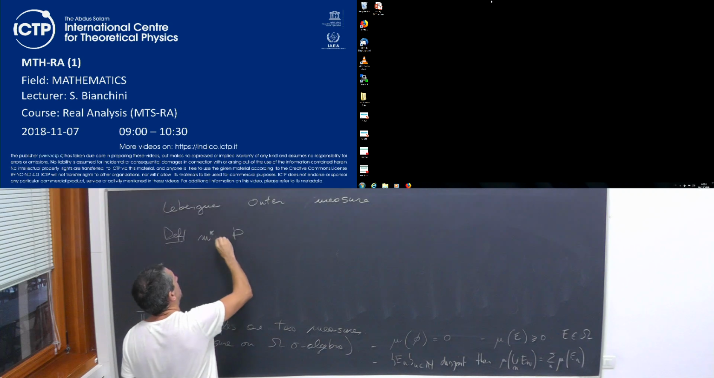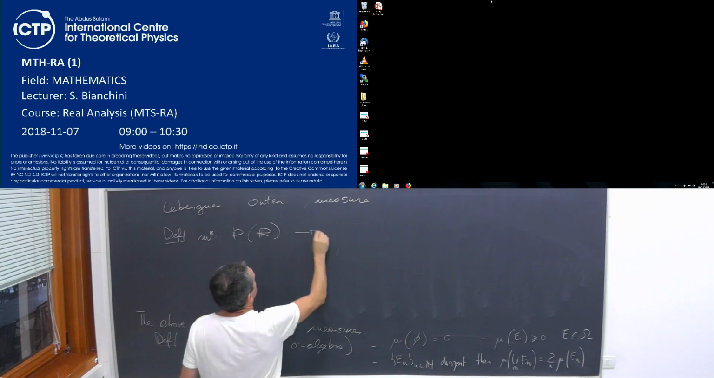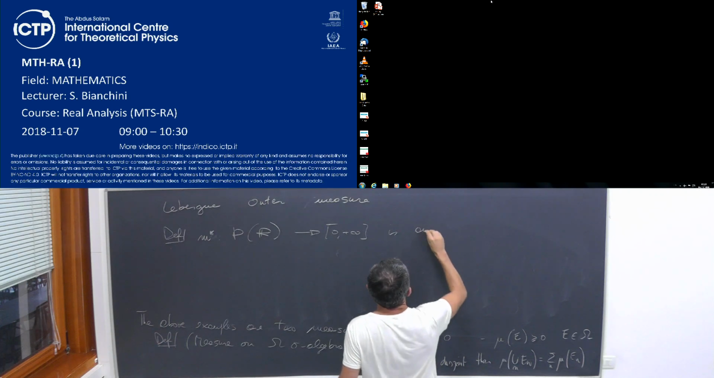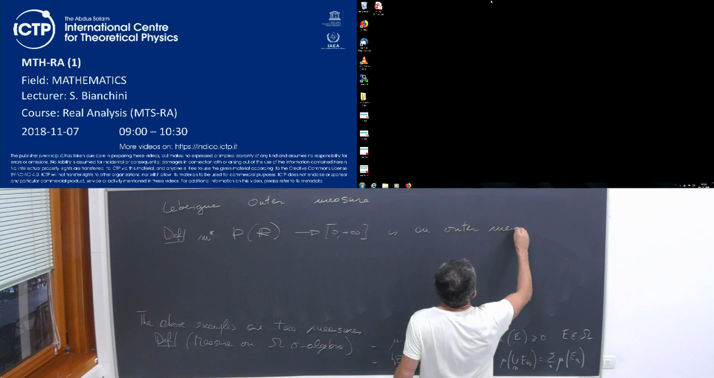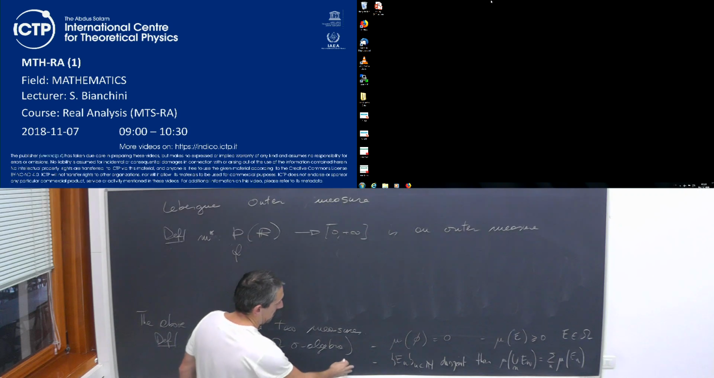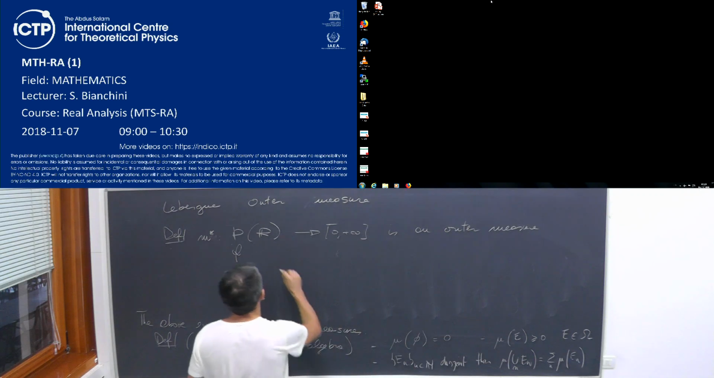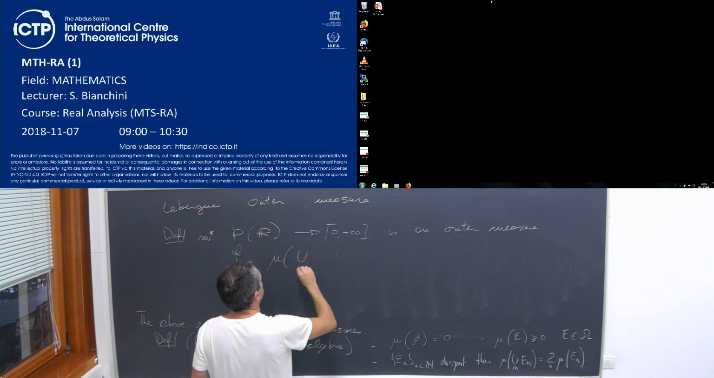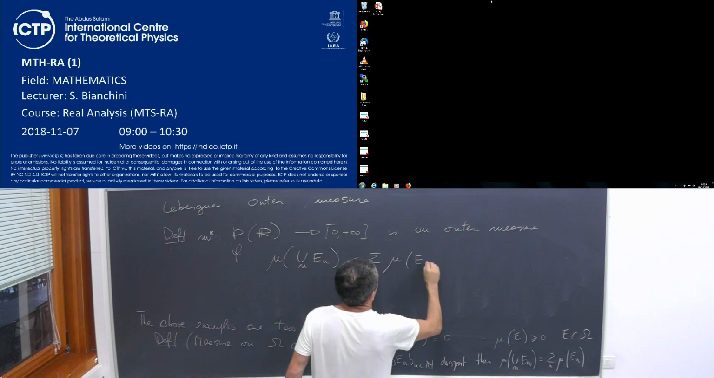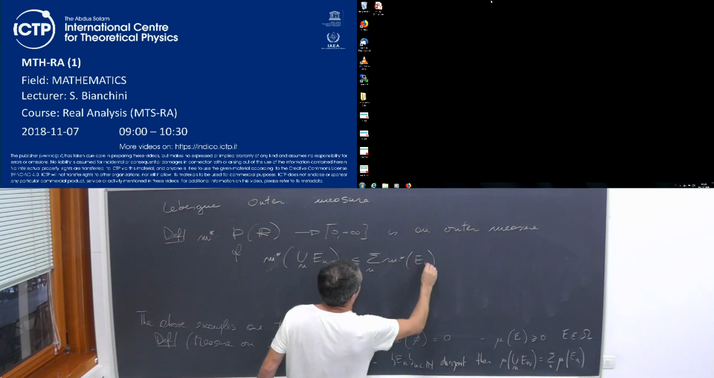M star from the power set of R into [0, plus infinity] is an outer measure if the measure of the union of E_n is less or equal than the sum of the measures M star of E_n. The other condition, we will see, will be automatic in the definition.